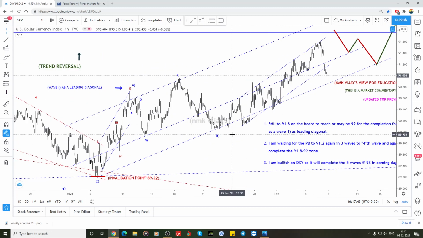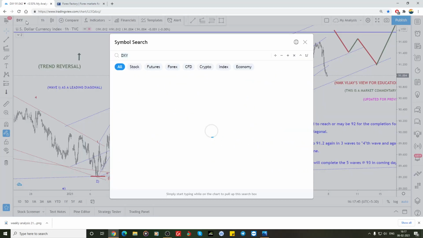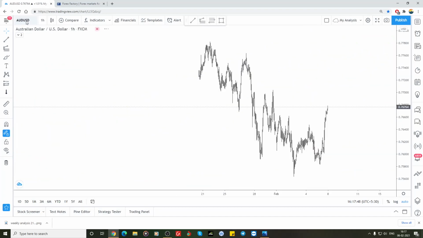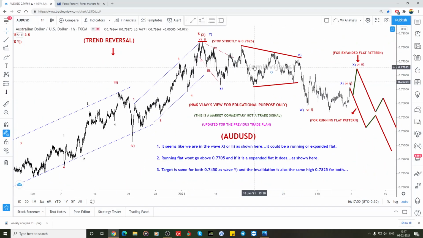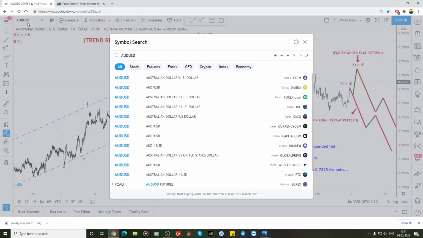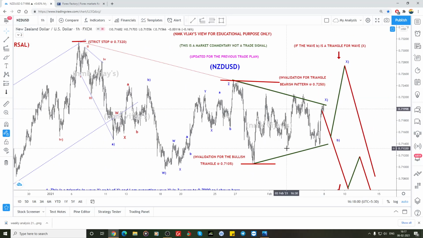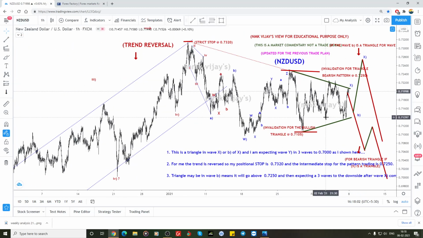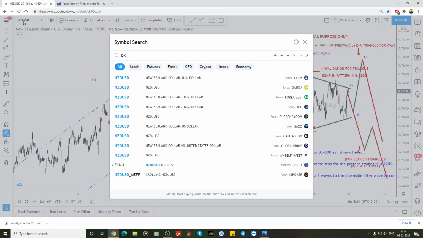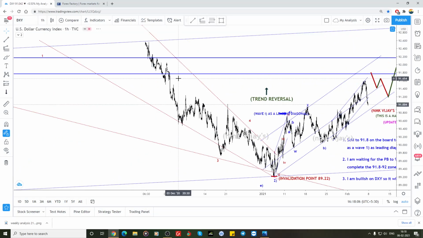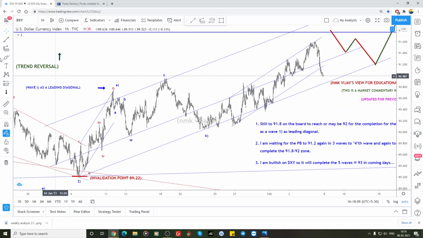So what will be the next opportunity? What I did is I have already looked at AUD. In the previous one it's a triangle, and NZDUSD is making a triangle now here. So I was analyzing whether this could be a triangle. Yes, perfectly this could be a triangle.